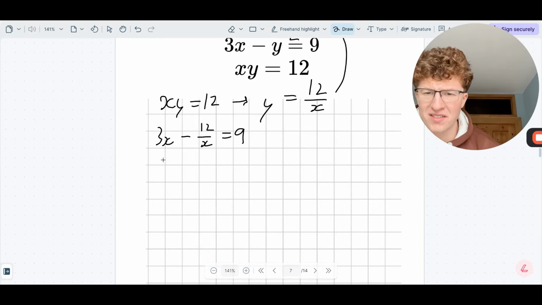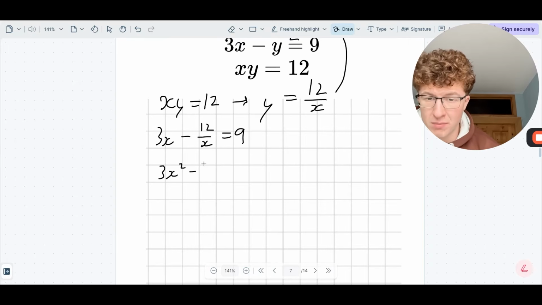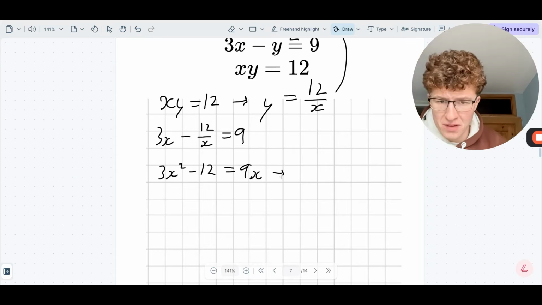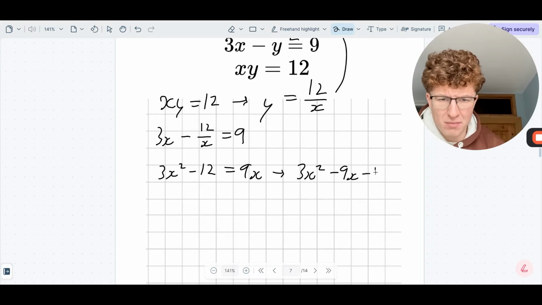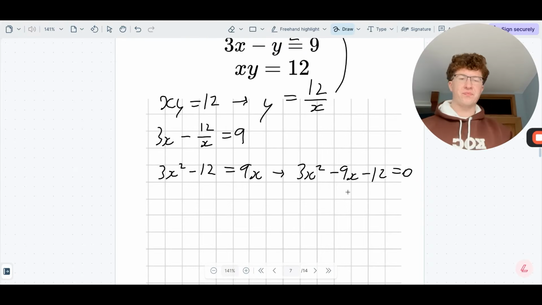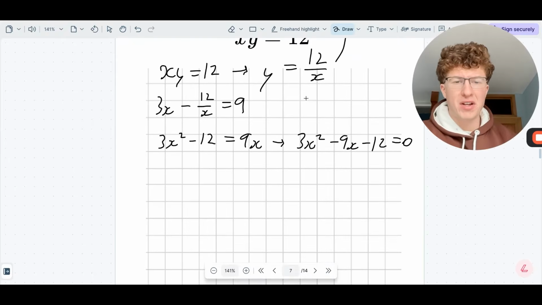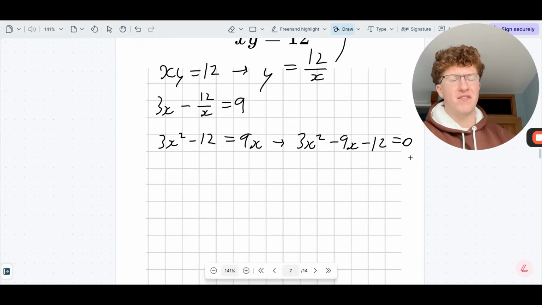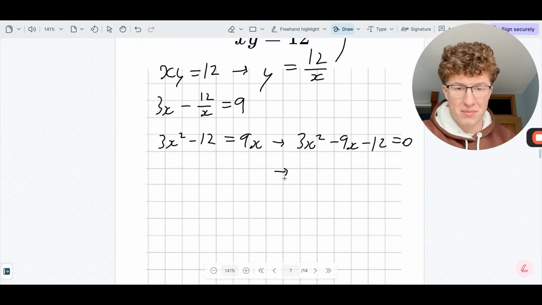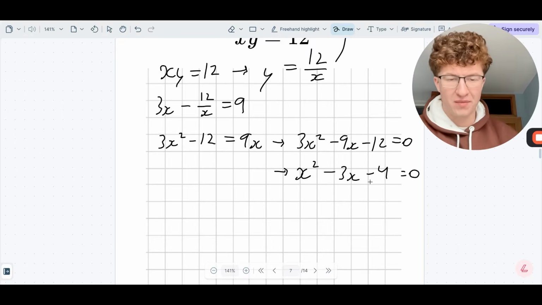Multiply everything by x. 3x squared minus 12 is equal to 9x. Let's bring over the 9x. So that's going to become 3x squared minus 9x minus 12 is equal to 0. Now, this is just a quadratic. I could solve this, but I'm actually going to divide everything. Everything is divisible by 3 in this equation. So I'm going to just simplify it by dividing by 3. x squared minus 3x minus 4, like that.